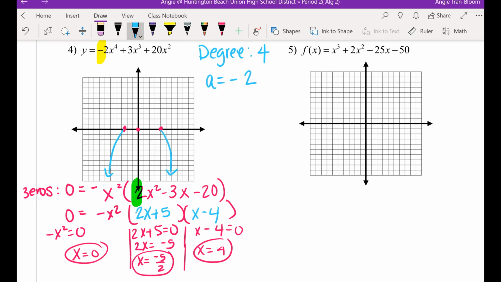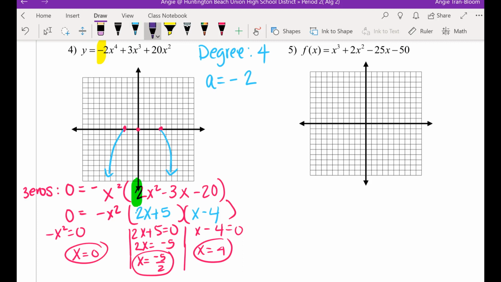Your x-intercept at negative 2.5. Wait, should they be going opposite ways? No, because what degree is this? Oh, so that's not the degree. Yes, always. Okay. At negative 2.5, do we bounce or do we cross?